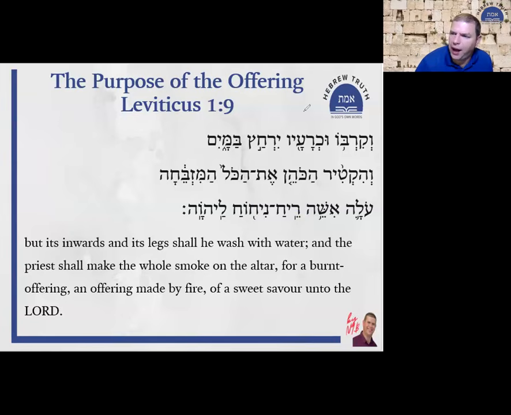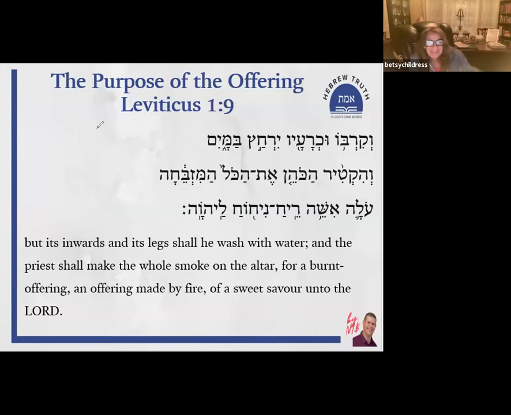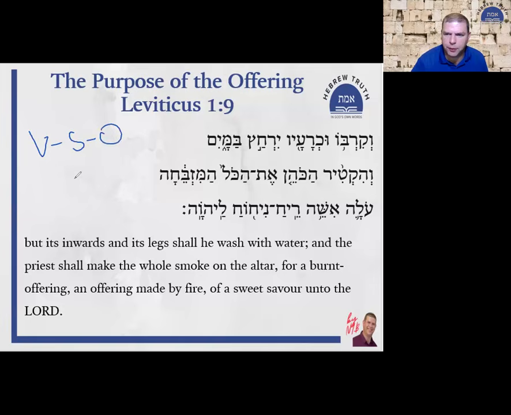What is the regular word order of biblical Hebrew narrative? If you don't open your mics, I cannot hear you. Verb, subject, object. Right, the regular one is VSO, verb, subject, object.